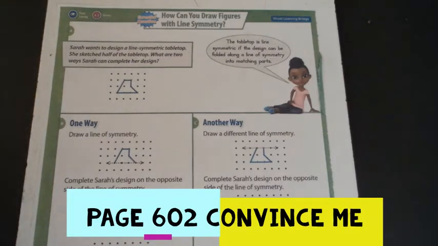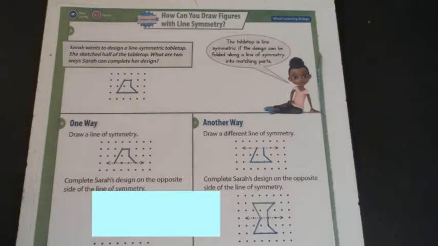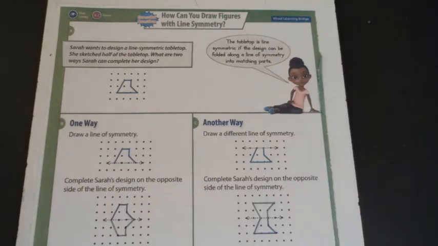This is lesson 16-5, page 602, Convince Me. Sarah wants to design a line symmetric tabletop. She sketched half of the tabletop. What are 2 ways Sarah can complete her design?